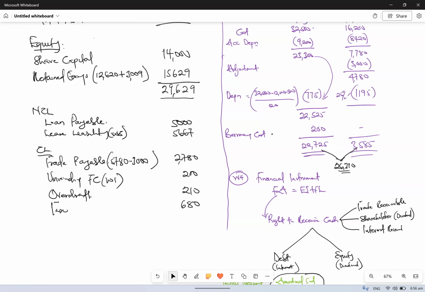So total the liabilities, all the liabilities. You can total this one first, which will be 10,667. Then you add it up to this one and total everything. Let me help you with the calculation. So I have 10,667 plus 2,780 plus 200 plus 210 plus 680. I have 14,537. If I now add it to 29,629, it gives me 44,116.